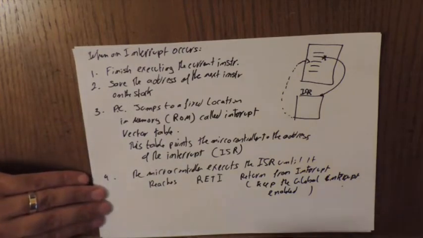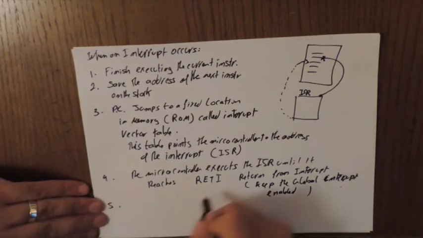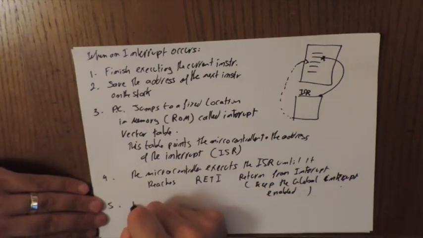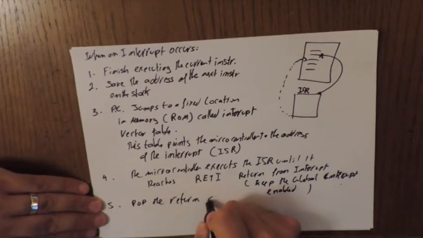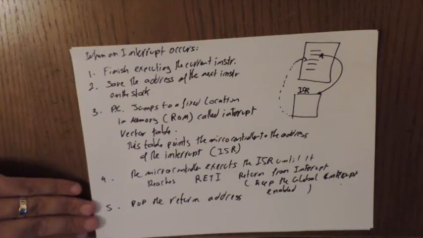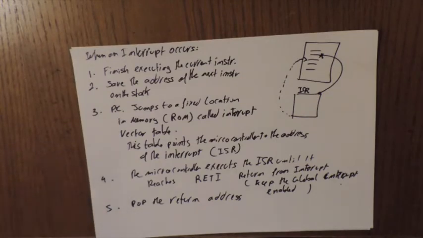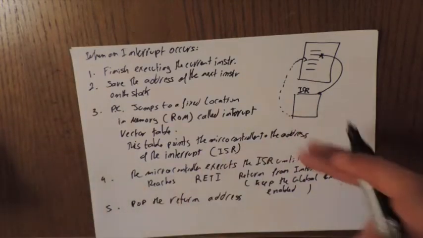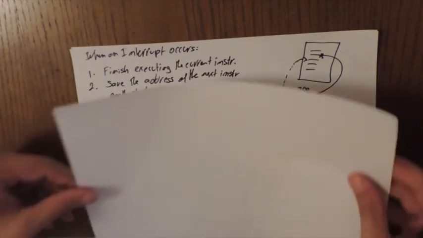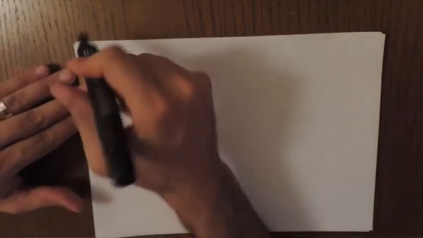And when return from interrupt is executed, we pop the return address as in a normal call instruction. So these are the steps that occur when an interrupt happens. Now let's take an example of an interrupt vector table.